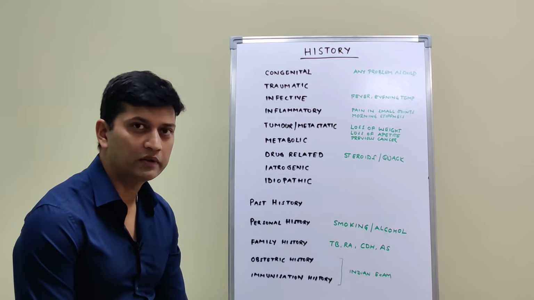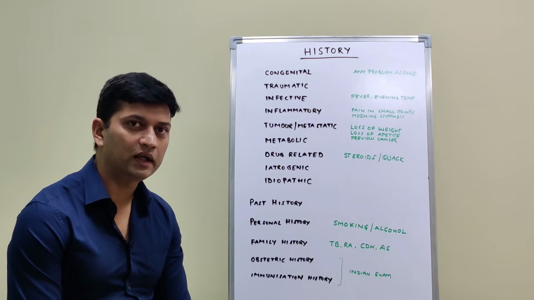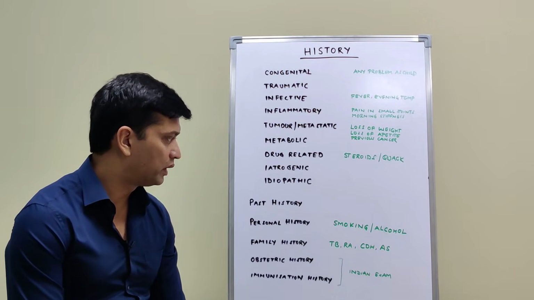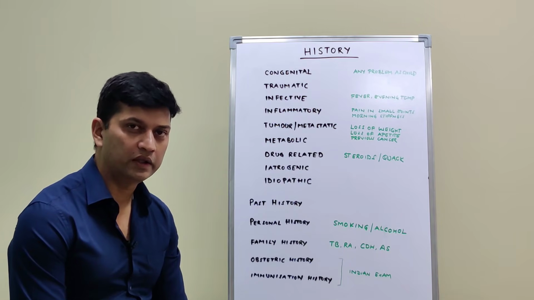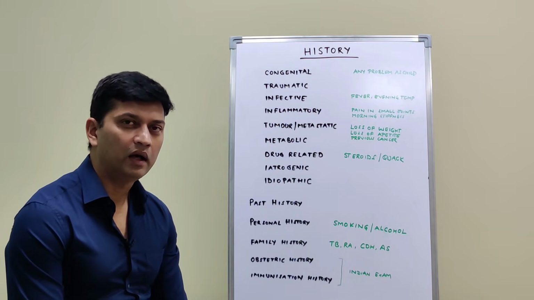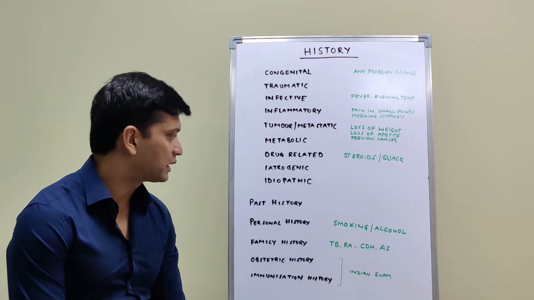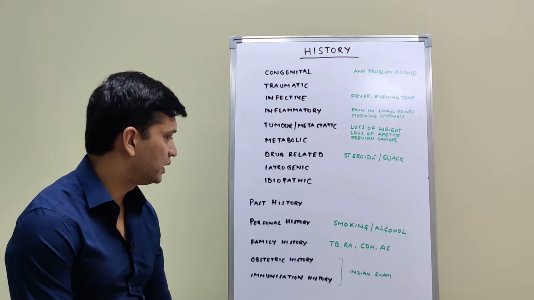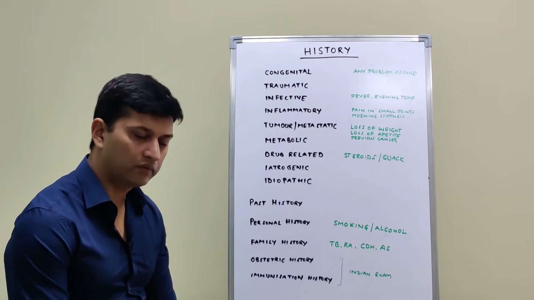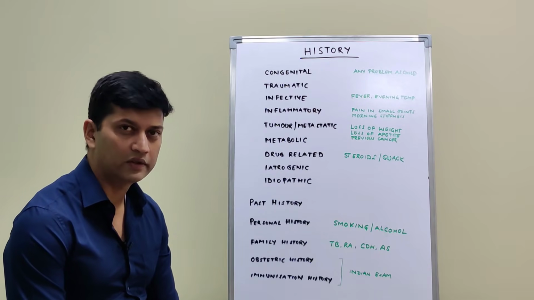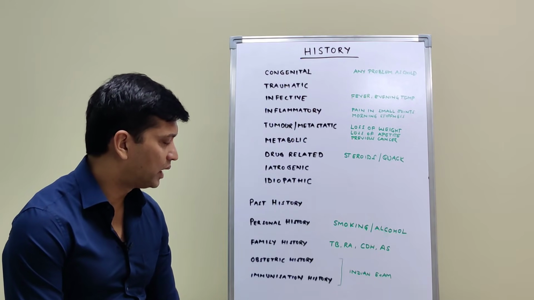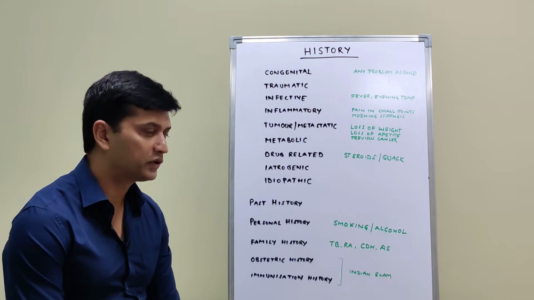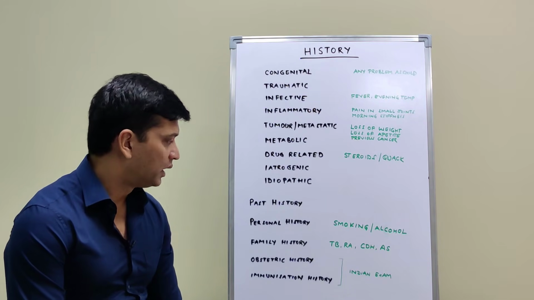Now, personal history is also important. I think two important things that I ask are whether you smoke, and how much you smoke, and whether you drink, and how much you drink. These two things can be a cause of avascular necrosis if this has been happening in excess. Now, family history is again important, like history of TB, history of rheumatoid arthritis, history of problems with the hip or CDH, or history of ankylosing spondylitis, or any other inflammatory causes.